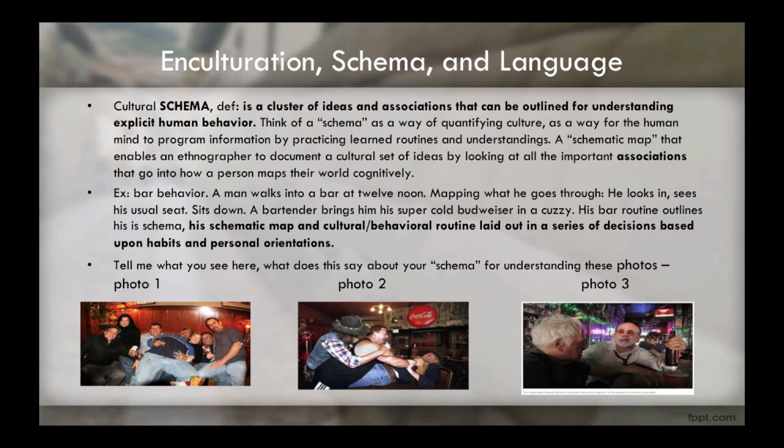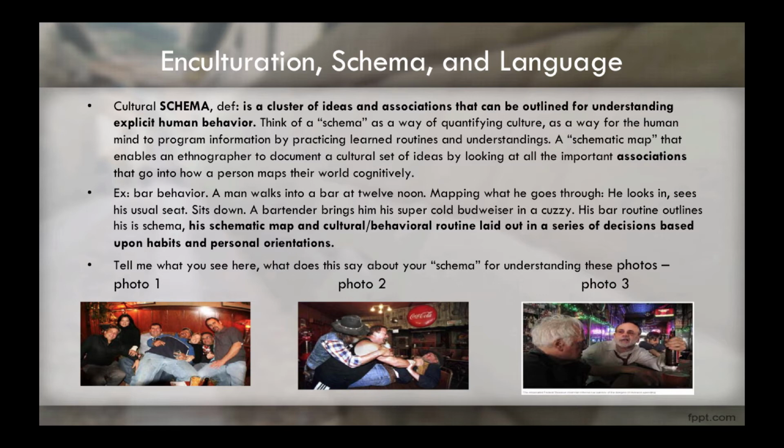So we all form schematic maps from how we are enculturated in society. They're so intuitive we don't even think about it, right? But they enable an ethnographer to document a cultural set of ideas by looking at all the important associations that go into how a person maps their world cognitively.